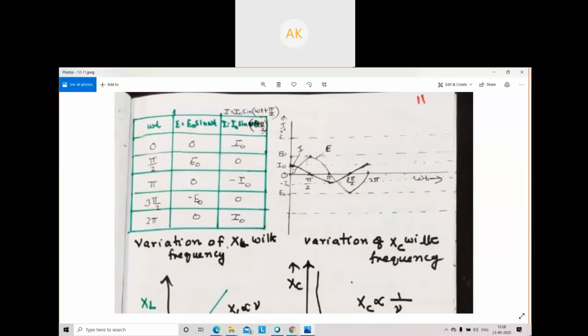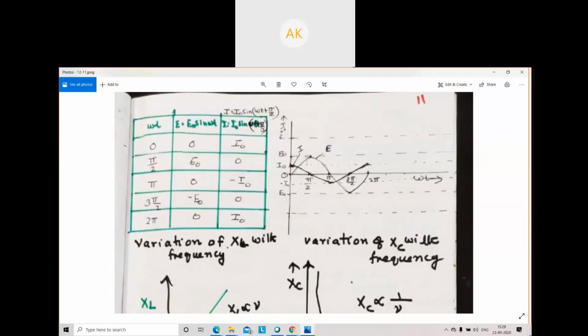Like this. The next value we can find out is pi by 2. Omega t is pi by 2, sin 90. So E becomes equal to E0. Correct. Then what is I? Omega t is 90 degrees now, omega t is pi by 2. So pi by 2 plus pi by 2, what is it?